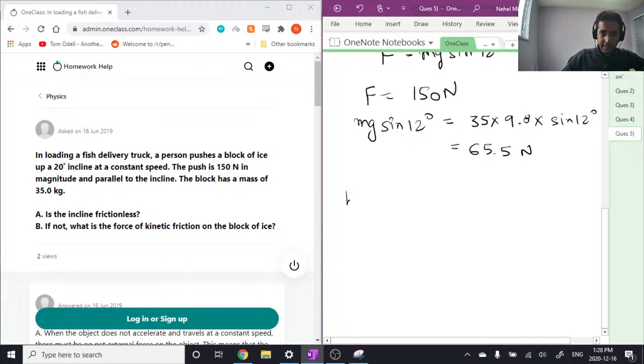So for part B, we are asked to calculate the force of kinetic friction. So that would just be the difference of these two forces. So small f, which is the kinetic force, is equal to 150 minus 65.5, and that is equal to 84.5 newtons.